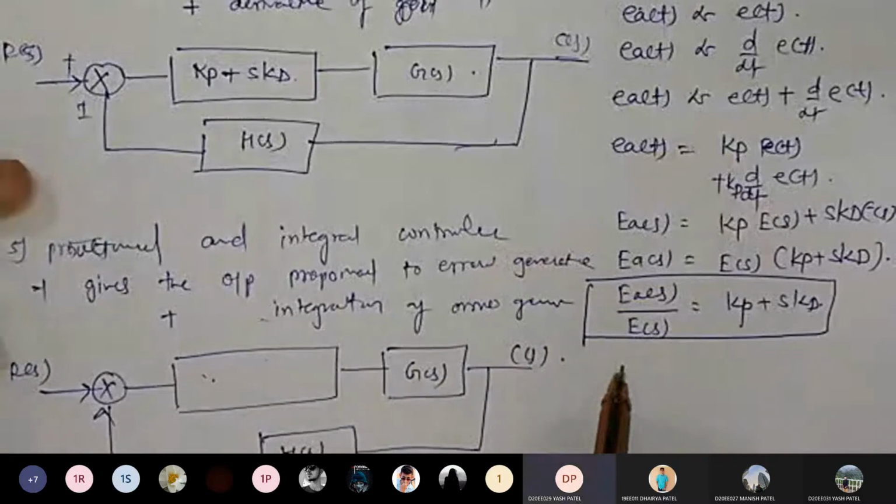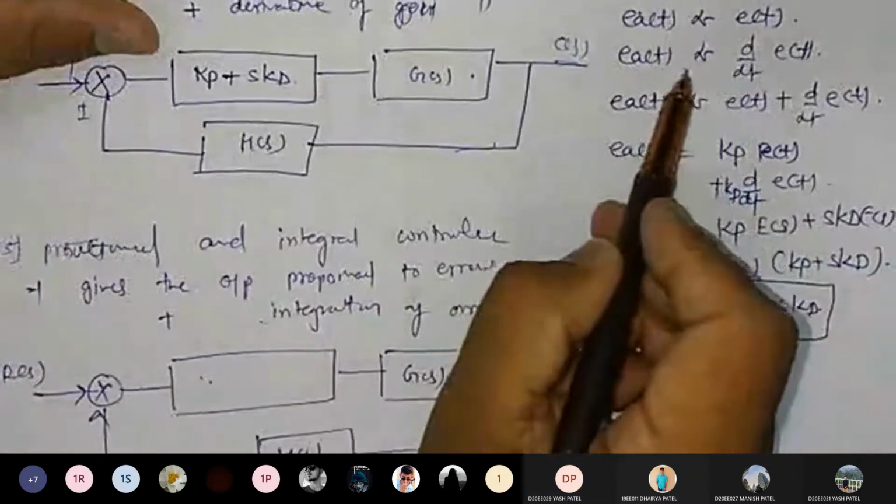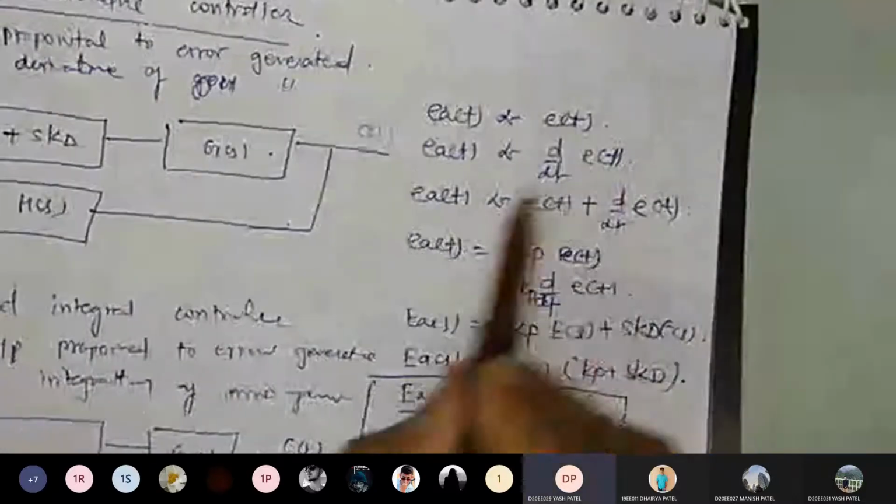What you have to write? e_a(t) is proportional to e(t). e(t) is proportional to integration of v(t).